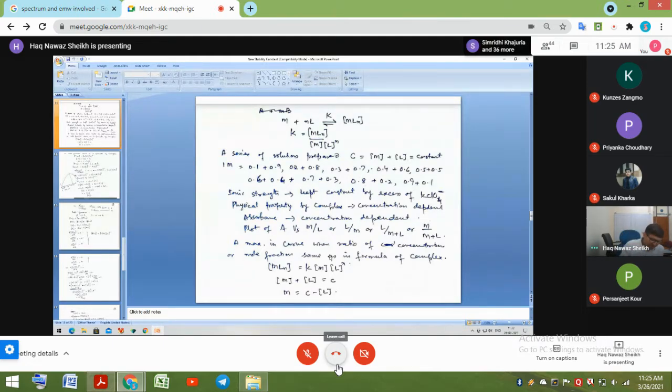So ideally, or theoretically, it is not necessary that you record absorbance. Any physical property which changes with the change in concentration of the complex ion can be used to find out the composition of the complex.